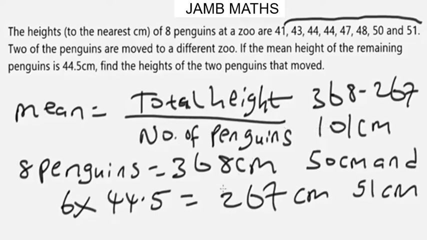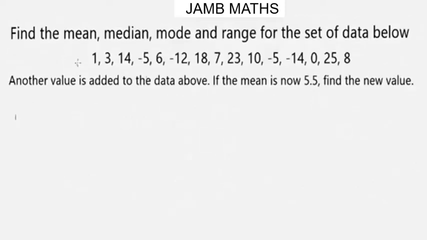Because having done this, let me give you guys the practice question on mean, mode, median, and range, and after it you can call it a class. Let's wipe this. Okay guys, now let's look at this math practice question under statistics. It says find the mean, median, mode, and range for the set of data below. Alright, these are the data we have. Under it says another value is added to the data above. If the mean is now 5.5, find a new value. Okay, so for the mean, let's begin with the mean.